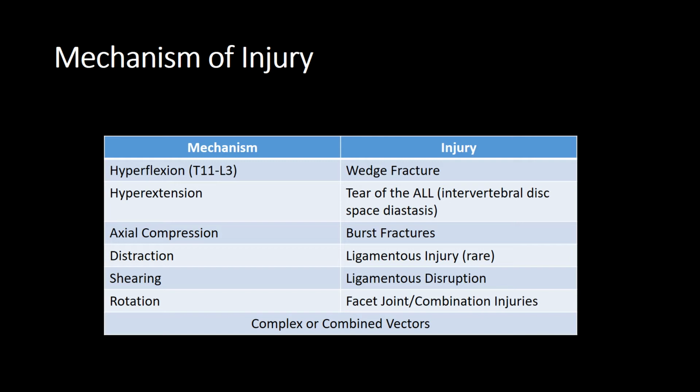You've got distraction injuries, which tend to be purely ligamentous injury, and these are really rare, so I wouldn't worry too much about that. Shearing results in ligamentous disruption, and then rotation results in facet joint and combination injuries. You tend to get complex or combined vectors. So hyperflexion is the primary injury, and everything else is usually associated with a degree of hyperflexion.